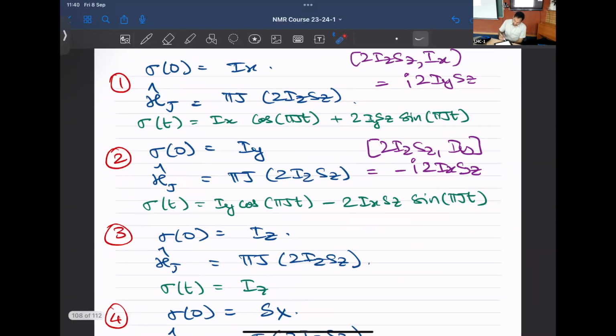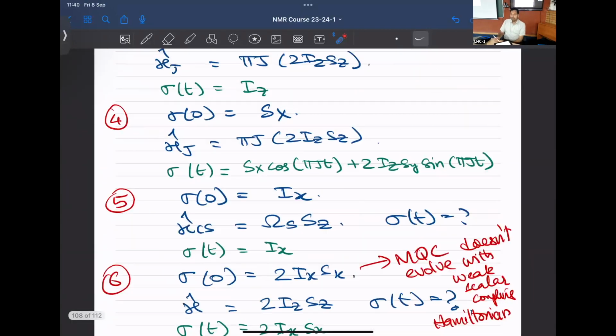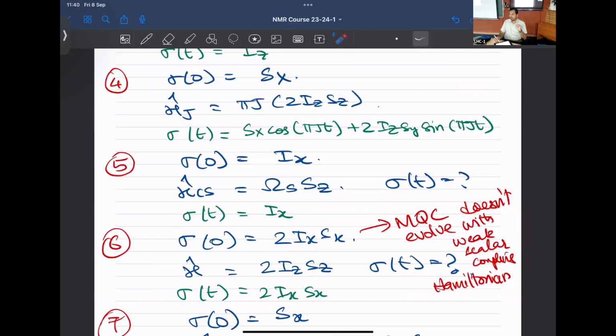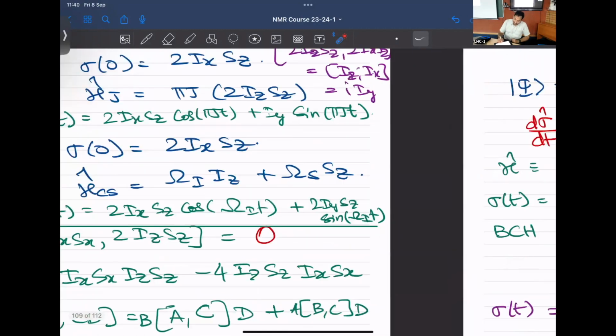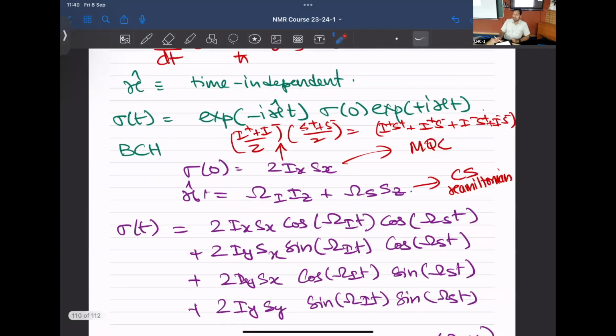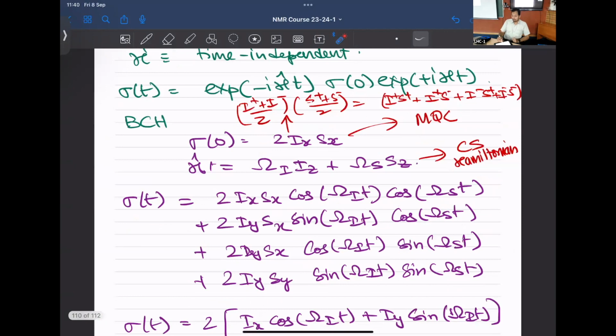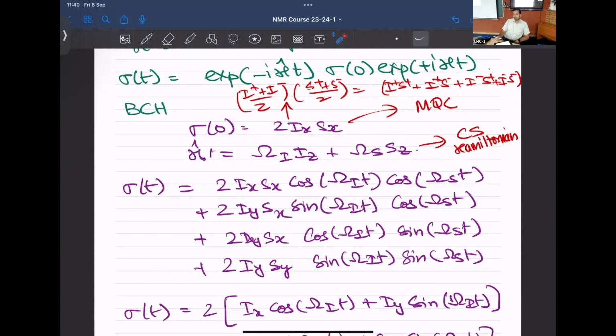So what was the outcome of learning this is that you realized multiple quantum coherence does not evolve with scalar coupling. True? Similarly, the question here is, okay, the multiple quantum coherence does not evolve with scalar coupling, but does the multiple quantum coherence term evolve with chemical shift? Nice question. Before we came here, we learned single quantum evolves with chemical shift, single quantum evolves with weak scalar coupling. Now we are asking, does multiple quantum, which does not evolve with scalar coupling, evolve with chemical shifts?